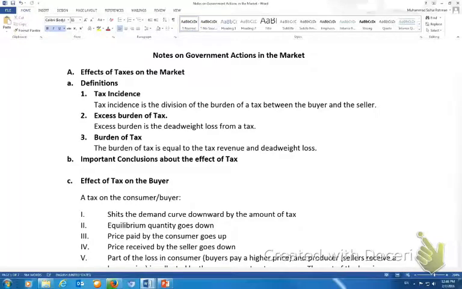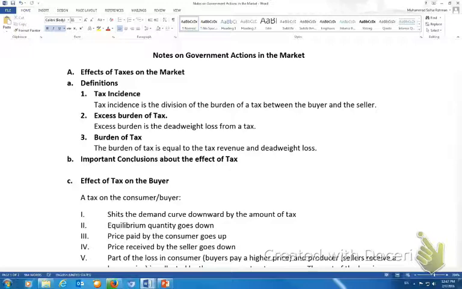Welcome back. Today I will talk about the effect of government actions in the market and how those interventions affect the market equilibrium outcomes from the perspective of efficiency. So, we are going to mainly be looking at four different kinds of government interventions.